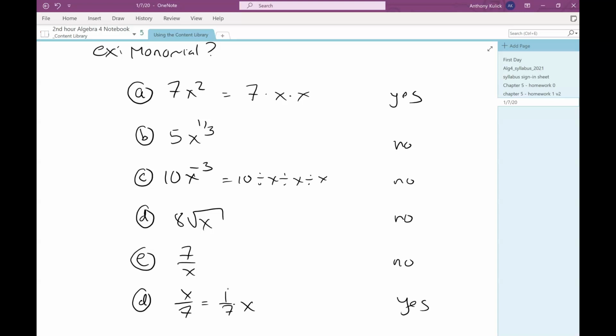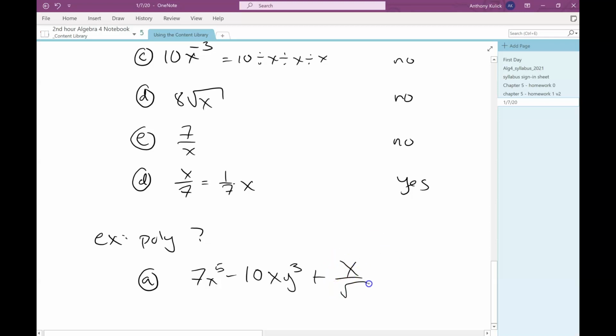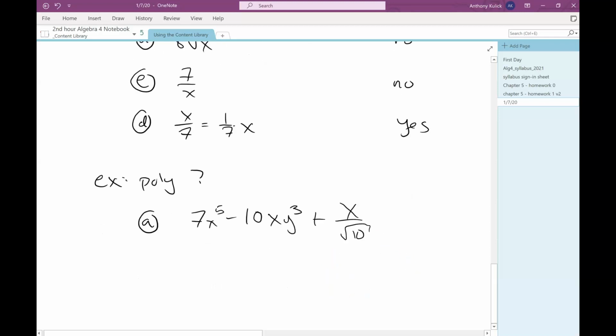is just a bunch of monomials linked together. So let's look at this guy and decide if this is a polynomial or not. Again, the way we do this is we look piece by piece. So 7x to the fifth, is that a monomial? 10x y to the third, is that a monomial? Yes, right? Again, the exponents on the variables are both non-negative whole numbers.